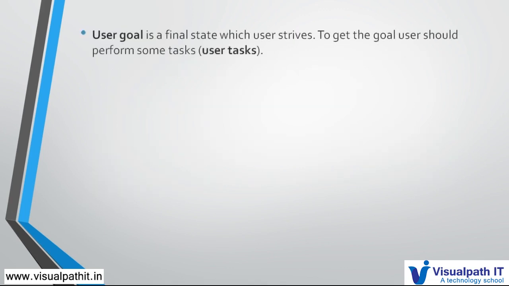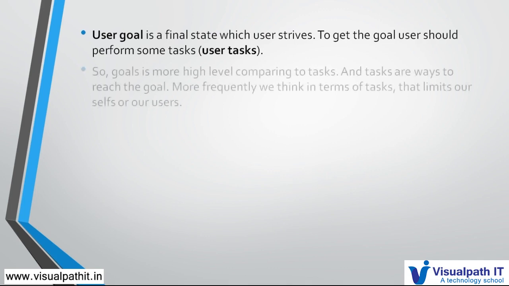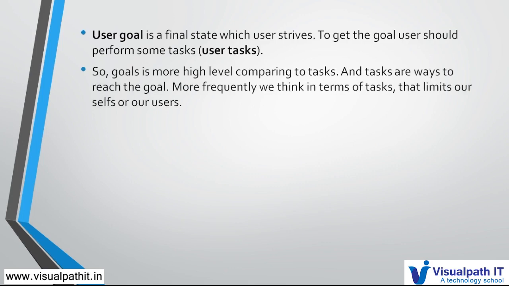Next, we'll see a user goal is a final state which a user strives to get. To reach the goal, the user should perform some task, which we call a user task. Tasks also give you a sense of satisfaction and can be fun, but relative to completing a goal, their level of return is less. So a goal is more high level compared to a task, and tasks are a way to reach the goal.